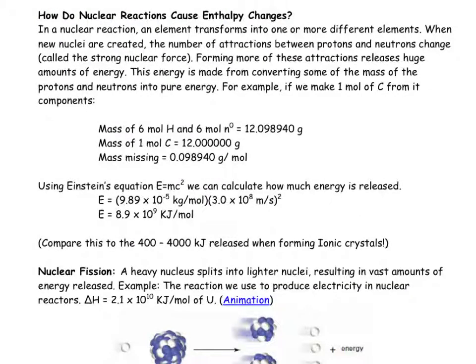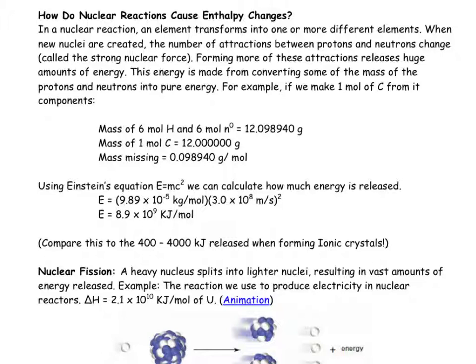In a nuclear reaction, an element transforms into one or more different elements. When new nuclei are created, the number of attractions between protons and neutrons in the nucleus change. These are called strong nuclear forces. Forming more of these attractions releases huge amounts of energy. This energy is made from converting some of the mass of the protons and neutrons into pure energy.